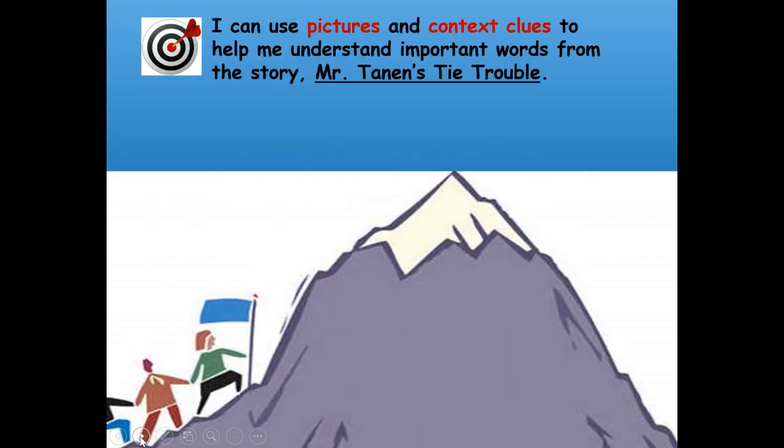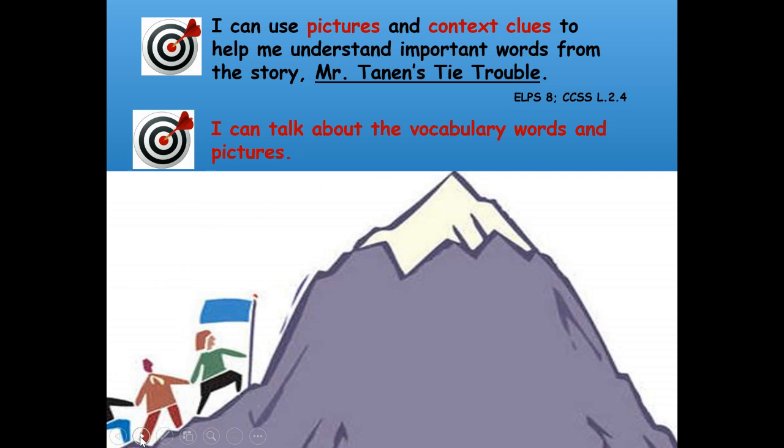So our learning targets are: I can use pictures and context clues to help me understand important words from the story, Mr. Tannen's Tie Trouble. Our second learning target is I can talk about the vocabulary words and pictures.